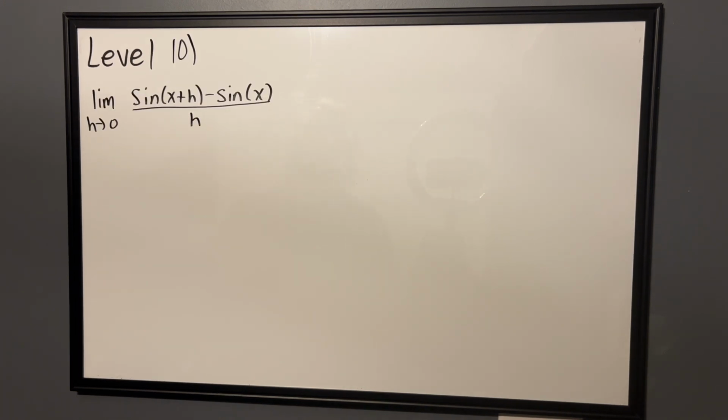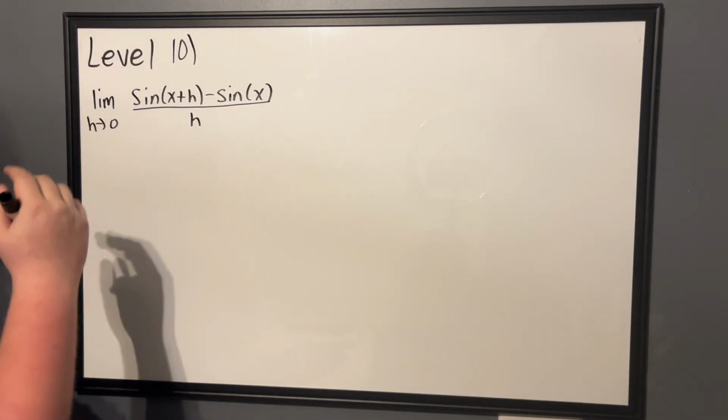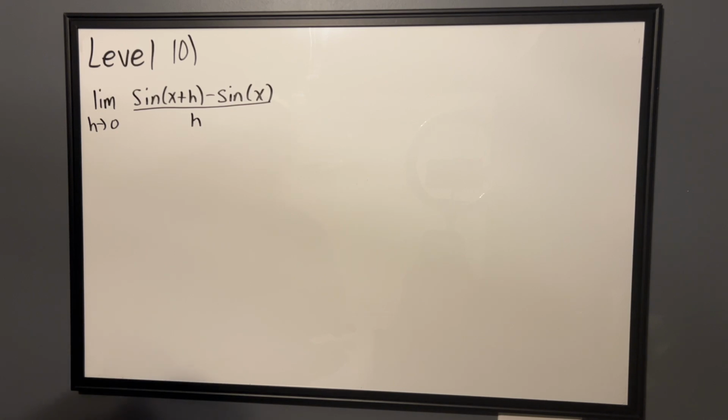Okay, so here we have level 10. Now I'm sure you're looking at this and you're thinking, well, this looks nothing like a derivative. But it actually is. This is the definition of a derivative. So this is the definition of the derivative of sine x, right? And of course, we know what the derivative of sine x is, but do we know how to do it with the actual definition? So that's what we're going to try to do for level 10 here.